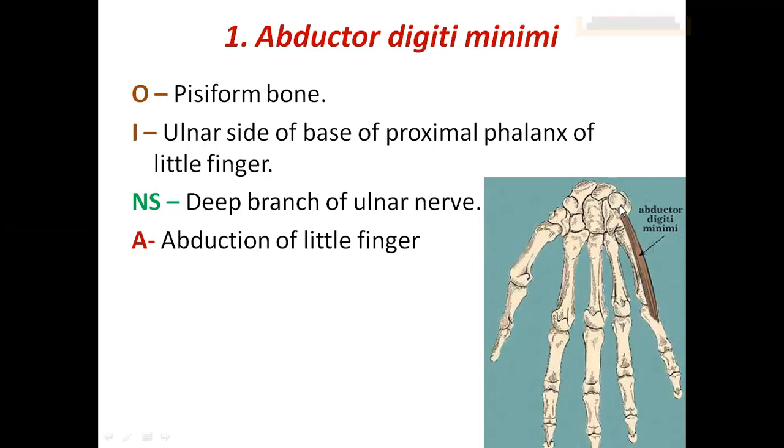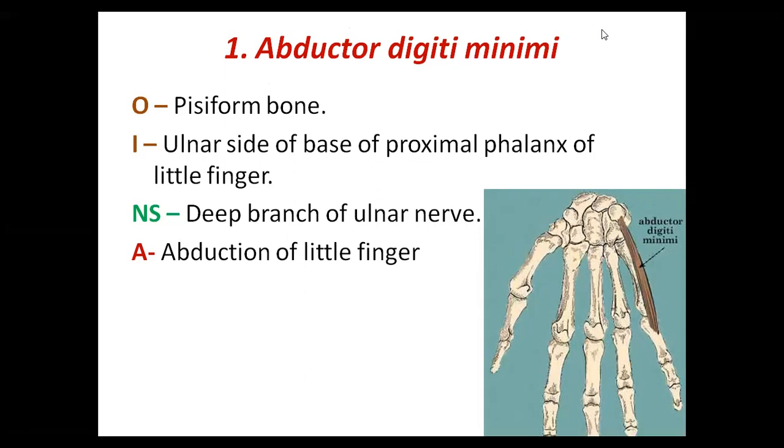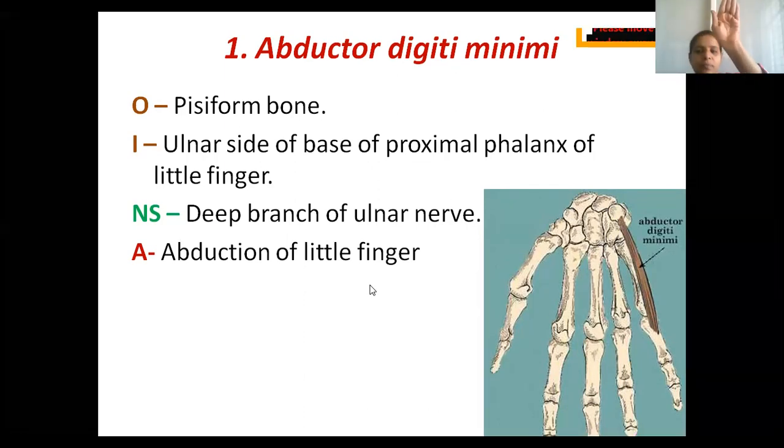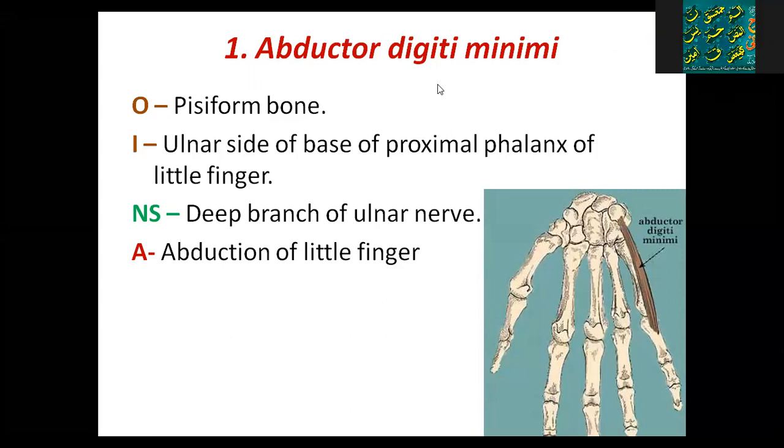So the pisiform bone is giving origin to abductor digiti minimi, and it is getting inserted on the ulnar side of the base of the proximal phalanx of the little finger. Nerve supply, deep branch of ulnar nerve. Action, abduction of little finger. Let me show you. Abduction, see here, abduction is this. When you are bringing your little finger away from the midline, that is abduction, right? So abduction is brought about by the abductor digiti minimi.